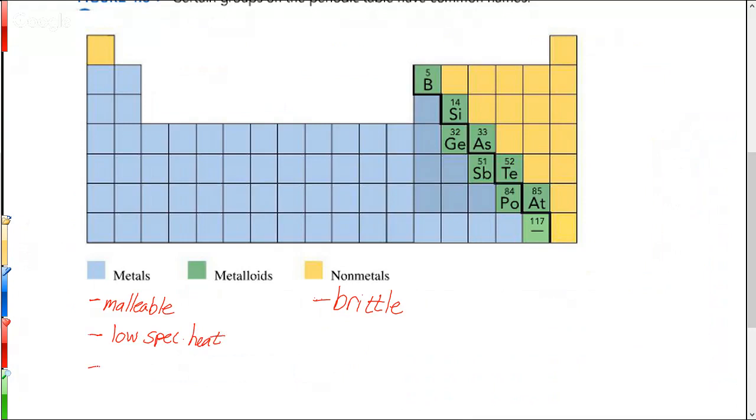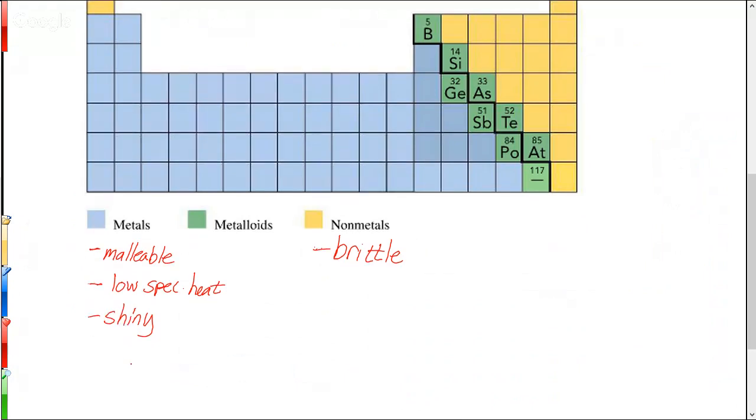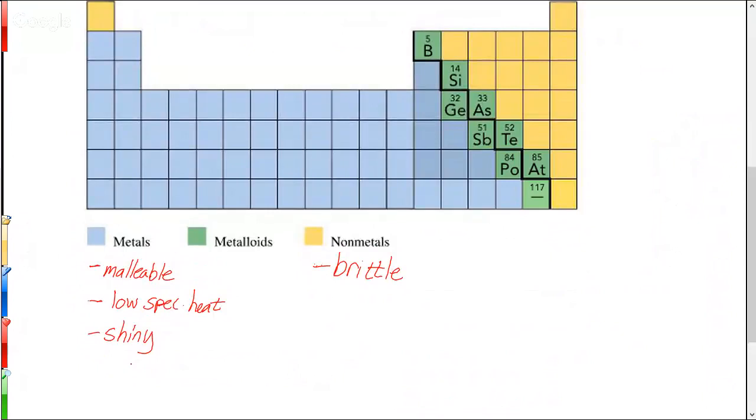Another one, I don't know if anybody ever noticed this, but they're shiny. So you can look at a metal and it usually has this reflective kind of surface that is unusual in other kinds of compounds. It's not impossible to obtain in other kinds of compounds, but it's usually associated with metal. And then one more property of metal that's important. I want to try to throw another one out there. What else do metals do that other things really don't?